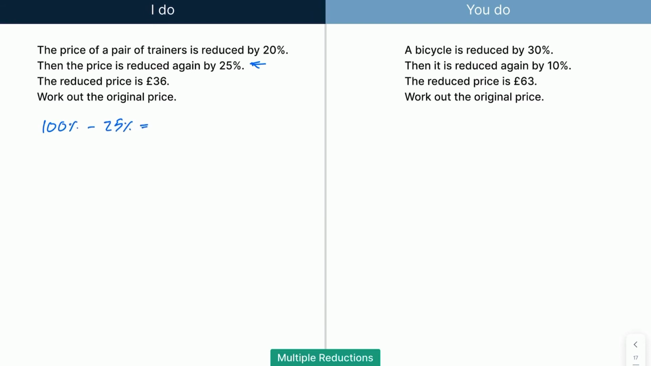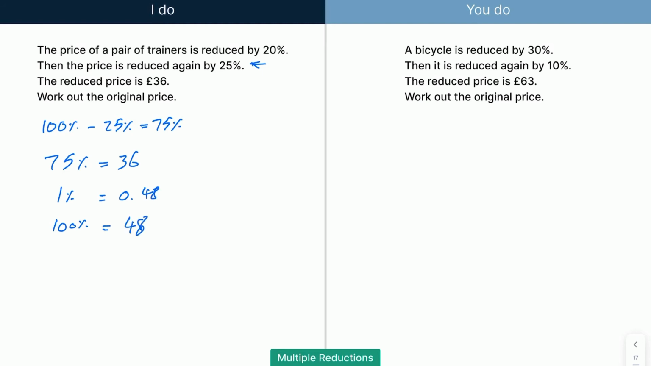Minus that from 25, that gives us 75%. So the £36 represents 75%. Now we need to get to 100%. So you find 1%, and then you find 100%. So you just do 36, divide that by 75, and you end up with 0.48, and 100% will become £48.